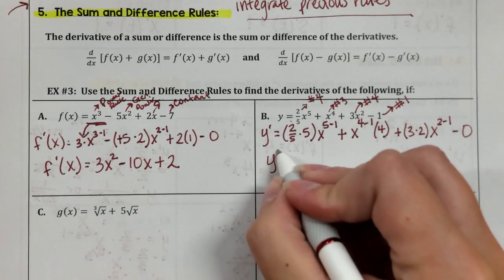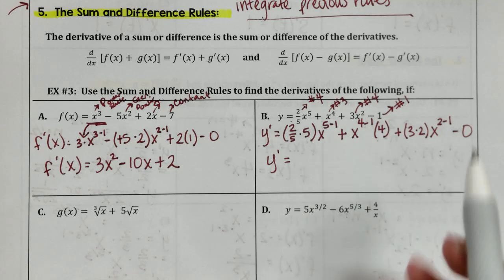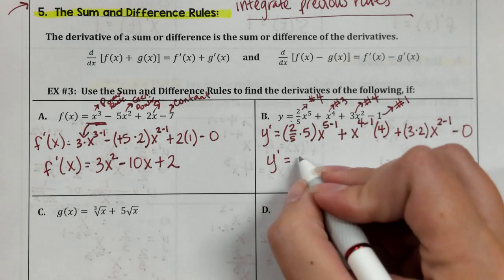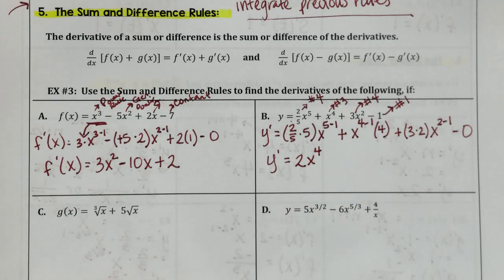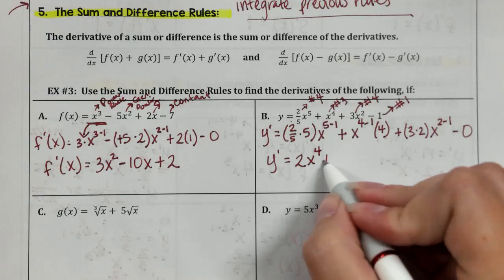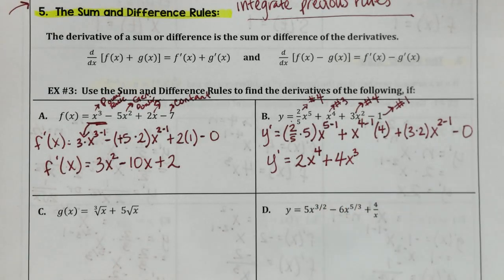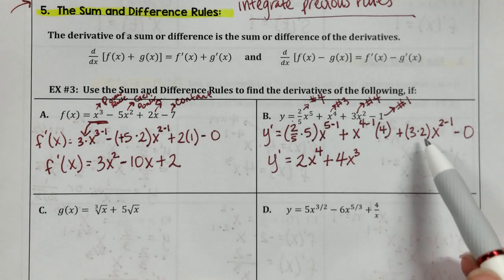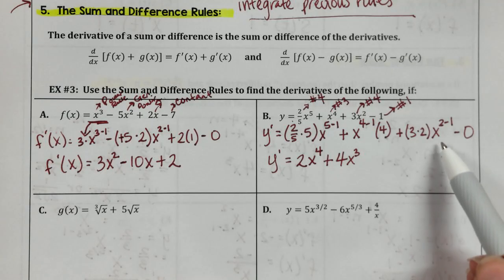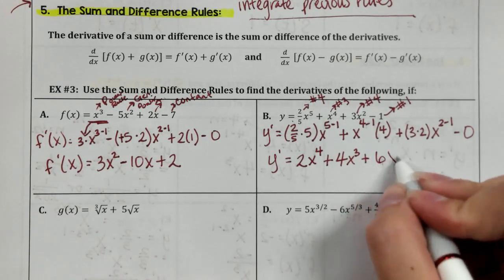So moving on down, y prime. I have 2/5 times 5, which is what? 2. And this is x to what power? 4th. Okay, over here, I have plus, this is x cubed and 4, so 4x cubed. And then right here, I have 3 times 2 times x to the 2 minus 1 power. This comes out to 6x.